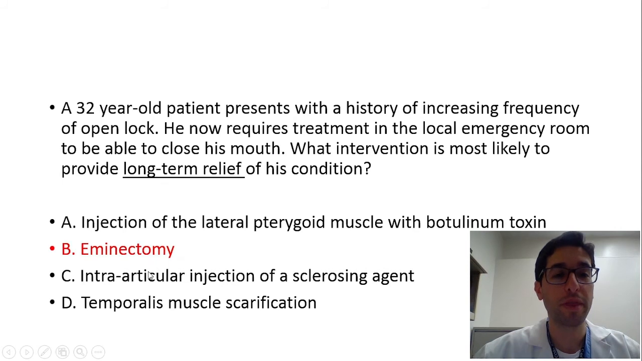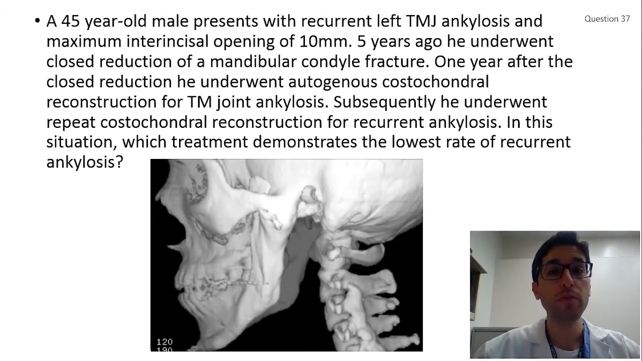One more point about the Botox answer. The question specified that they were looking for the best for long-term relief. So besides for the technical aspect that makes administering Botox to the lateral pterygoid very difficult without an EMG, another reason why it's not the right answer is because it's very short-lived. Of course, we know Botox only lasts 3 to 4 months. So again, that would not be the best for long-term relief, and eminectomy would be the answer.